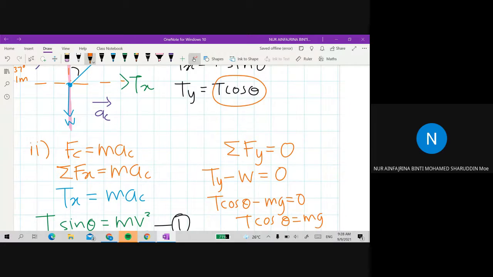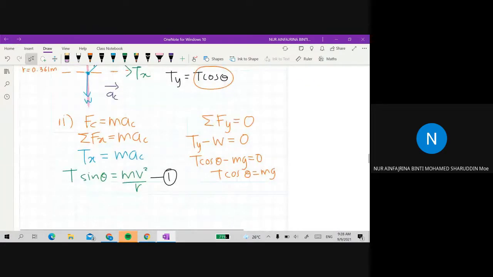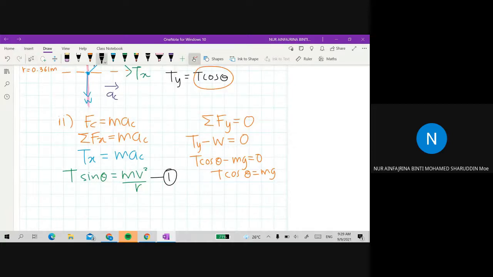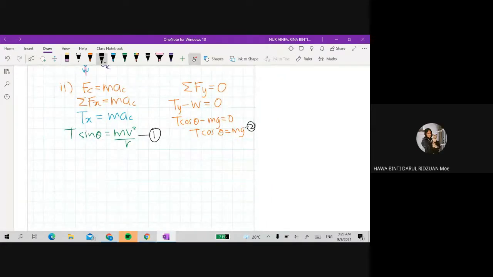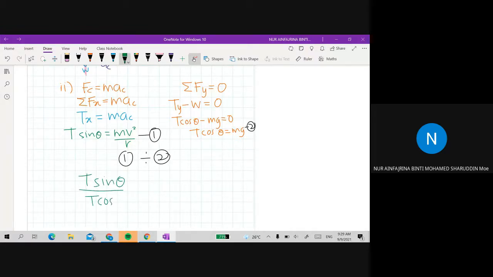Still, we cannot find our velocity because we don't know the tension or the mass. What can we do to get rid of the tension and mass? What do we divide by what? Equation 1 divided by equation 2. So you will get T sin theta divided by T cos theta equals mv squared over R divided by mg. So actually this is the same thing, so Miss writes it just once.